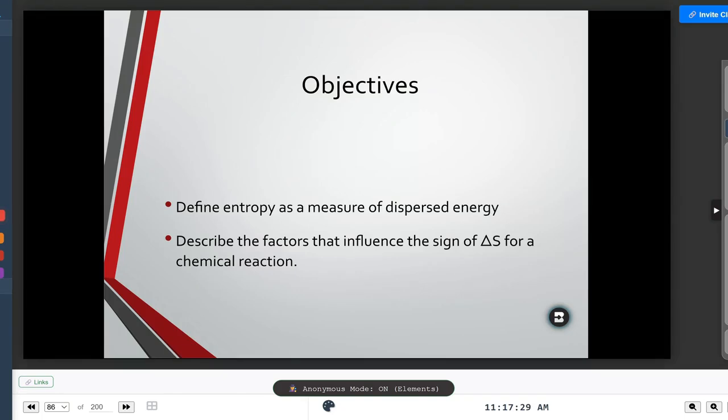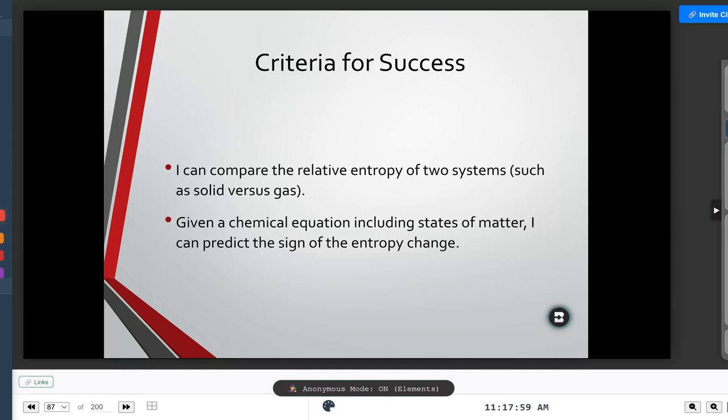So today we're going to define entropy and look at entropy as a measure of the dispersal of energy. It's been defined in a lot of ways as kind of like the randomness of a situation. I actually prefer this definition a little bit more. And then we're going to describe the factors that influence the sign of delta S, which is our entropy, for a chemical reaction.